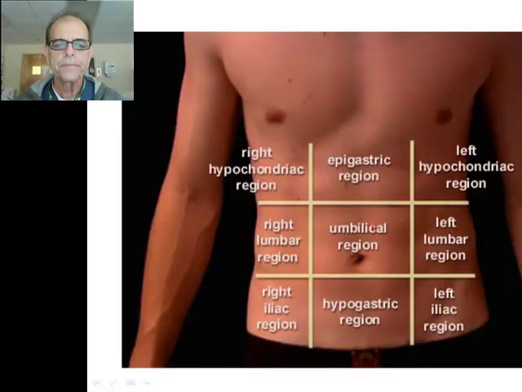Class number 4 of the course of Axial Anatomy 1 in the Florida National University. Abdomen. This is the first thing that we are going to review today.